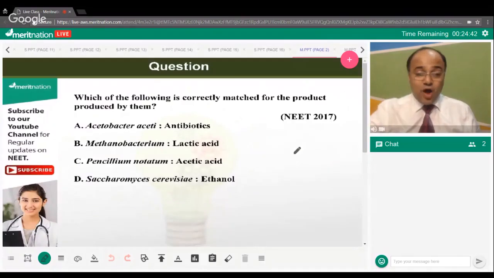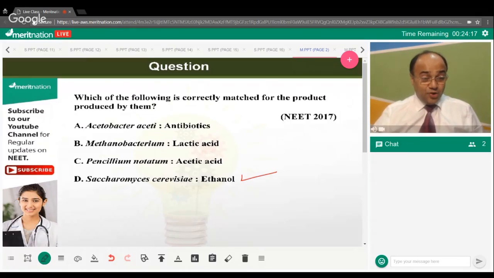Which of the following is correctly matched for the product produced by them? Well, this seems to be pretty interesting, and this is all a memory game. So we are finally entering into the domain of microbes and human welfare. Which will be the correct option over here? Akansha is the first one to give me the correct reply.